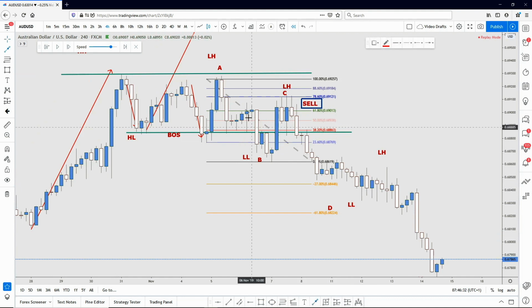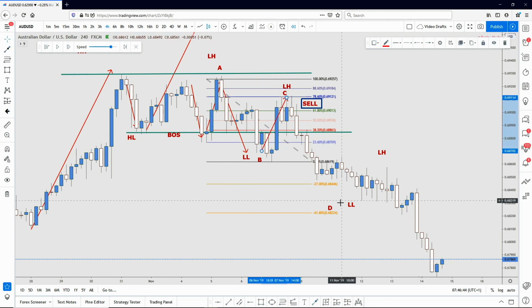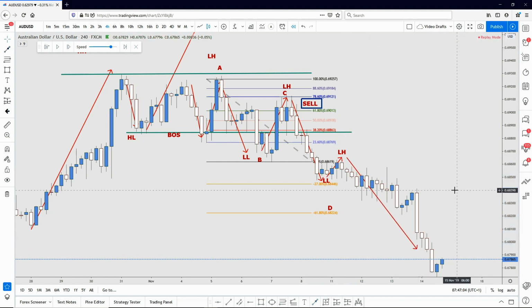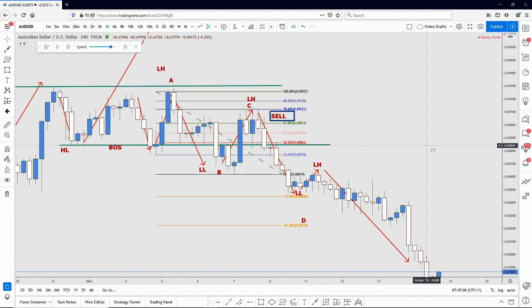So let me just draw some arrows here. So it went up like this, and then it started making a lower low, a lower high, a lower low, made actually a lower high here. This is the lower low. And then it made more lower lows. So there you go.